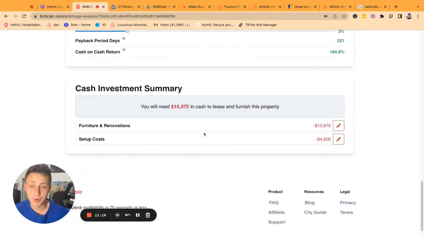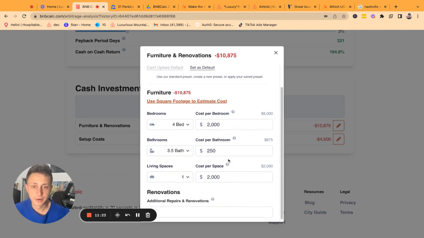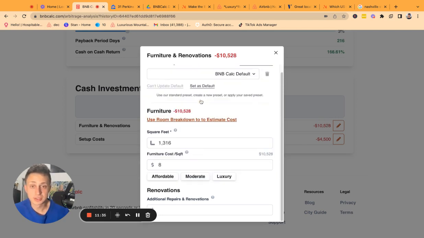Well, for a property like this, it's going to oftentimes be our furniture and our application fee and our security deposit. So furniture, you can either do the bedroom method, which is you price out how much you're going to spend on each bedroom, how much you're going to spend on each bathroom, how much are you going to spend on each common space, and how many common spaces are there. Or you can use the square foot estimate. I like the square footage estimate.